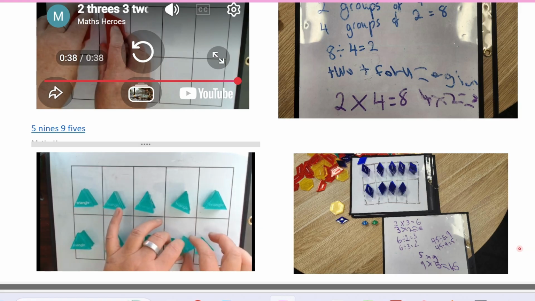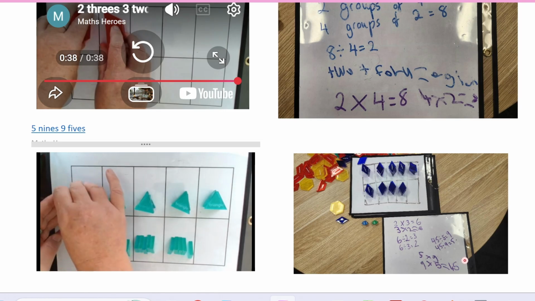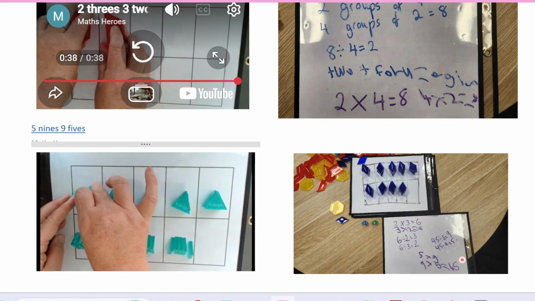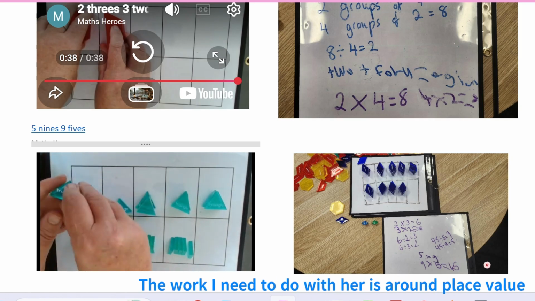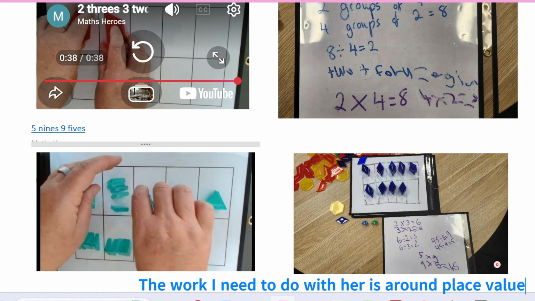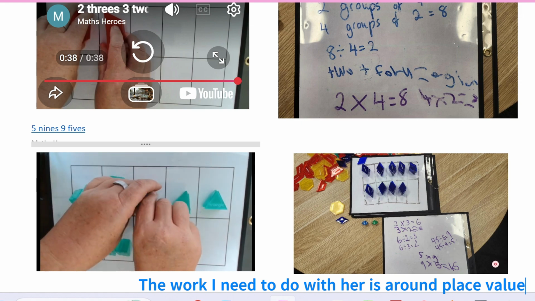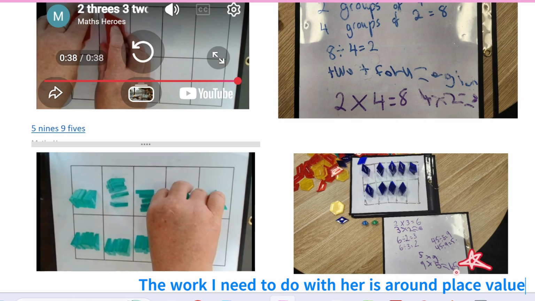And she wrote down 5 nines, didn't know what that was because we hadn't counted how many that was. We said we're going to look for 9 fives because she could count by 5. She said 5, 10, 15, 20, 25, 30, 35, 40, 45. So she wrote down 9 multiplied by 5, and she sat there and she said, 45. How do I write 45? I thought, oh, I didn't say anything and I let her go, and she wrote down 45 here.